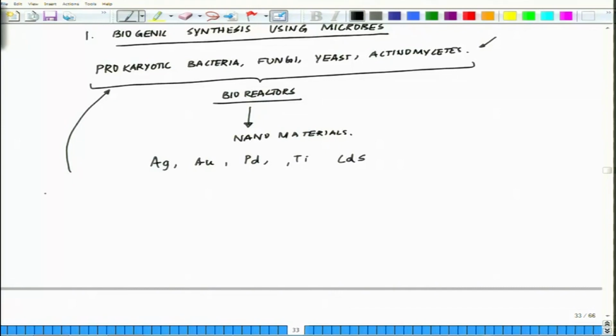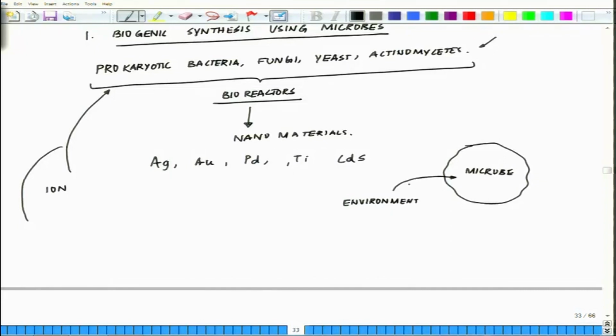So, for example, they are pulling the ions. So, this is the environment outside. So, if this is the microbe, and this is the surrounding environment, they are pulling the raw material from the environment. It could be X, Y, Z, whatever.